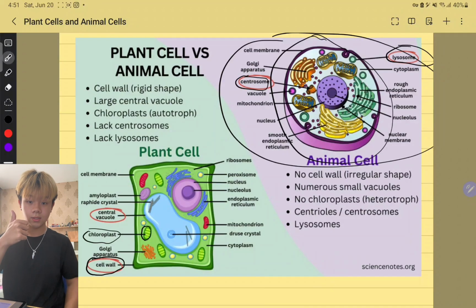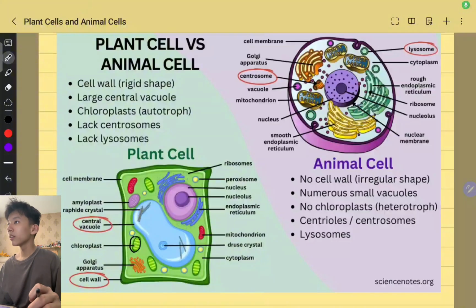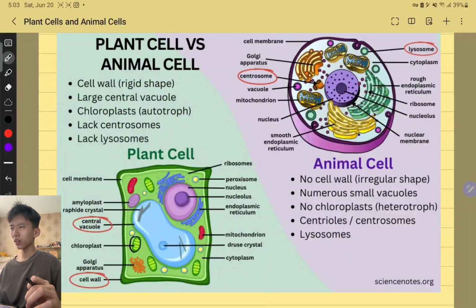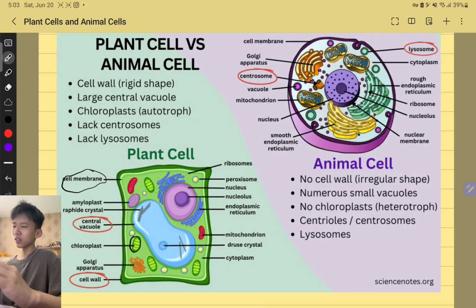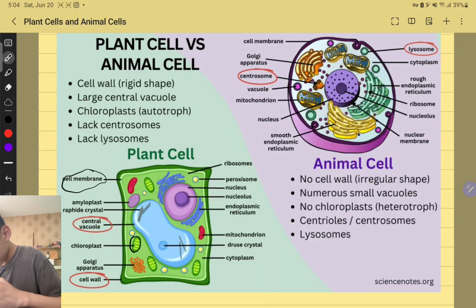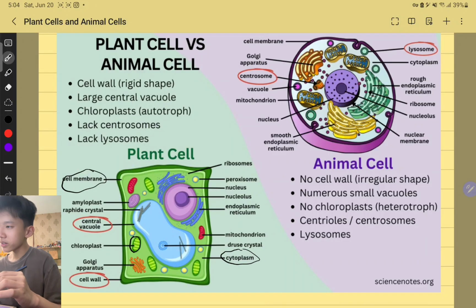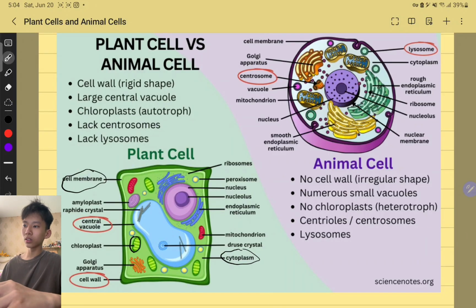Now we're gonna head on to the different functions of each organelle. Now let's get into the specific parts, or the organelles, of the cells and their functions. So the first one is the cell membrane, right over here. It controls what goes in and out of the cells, acting like a gate. And the second one is the cytoplasm, right over here. It is the jelly-like substance where all the cell's activities happen.